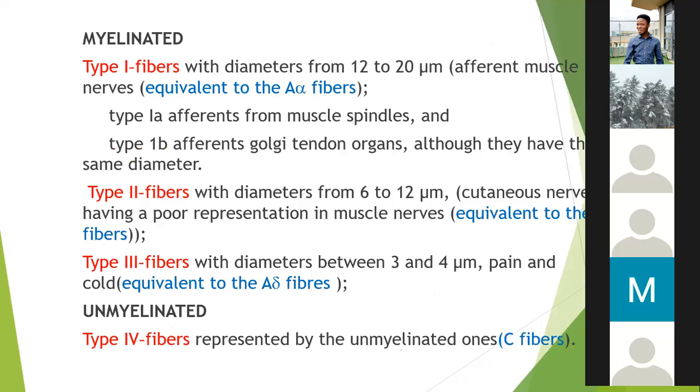First I did this aligning so that you can see what is the equivalence. So type 1 fibers are equivalent to the A alpha fibers. Type 2, sorry, are the A beta and type 3 are the A delta. So the type 4 are the C fibers, we don't have an equivalent of B.